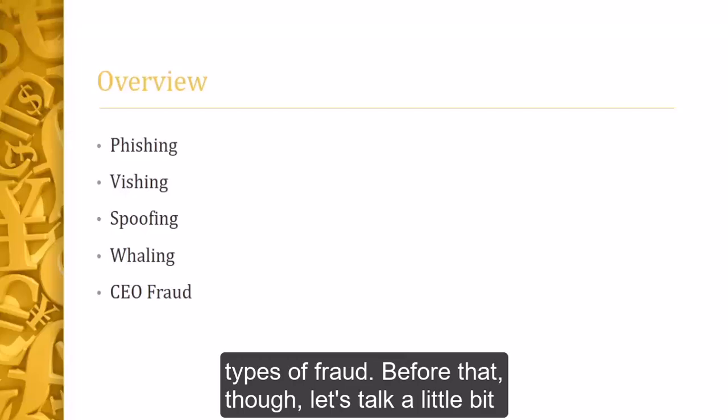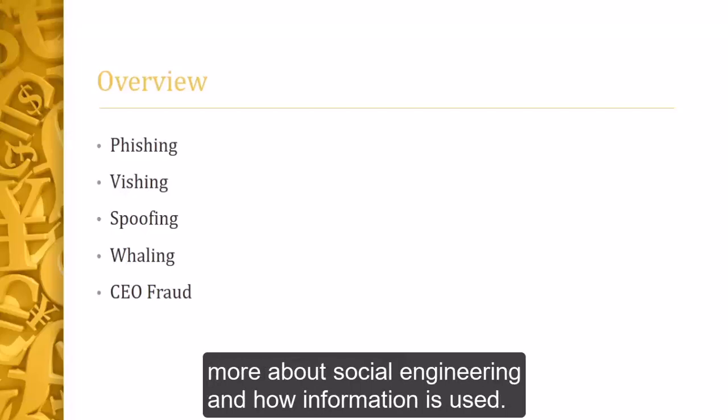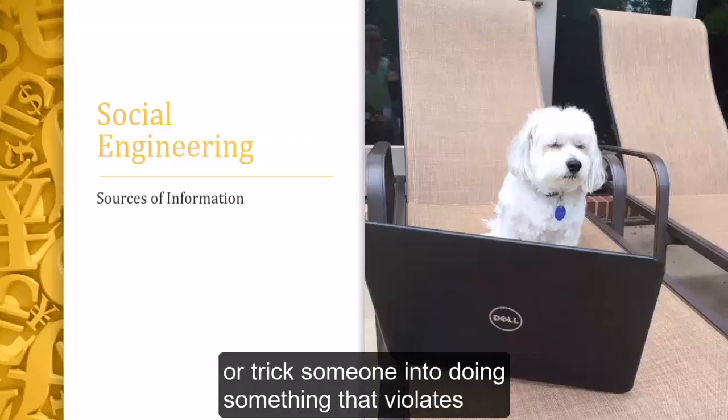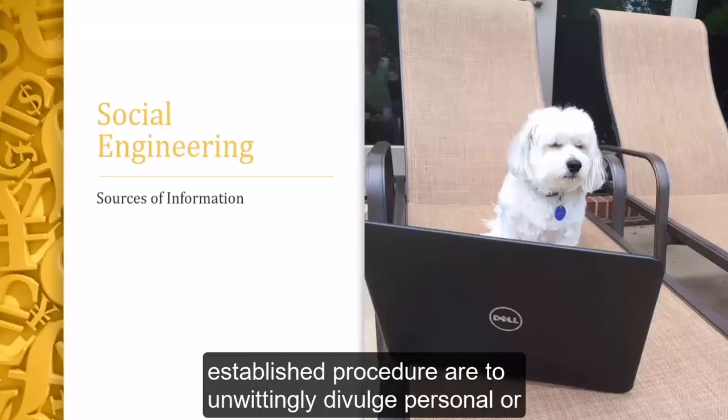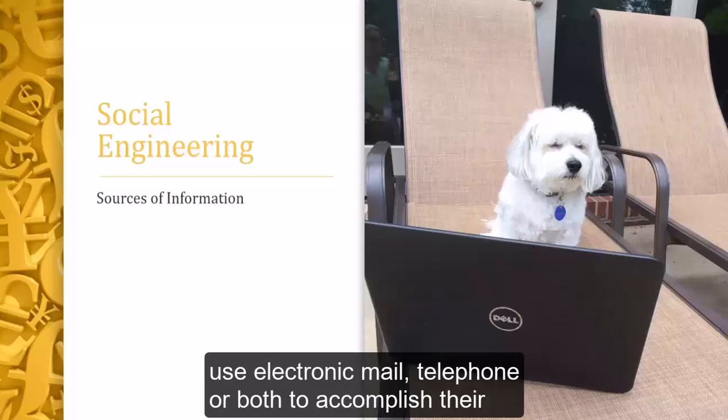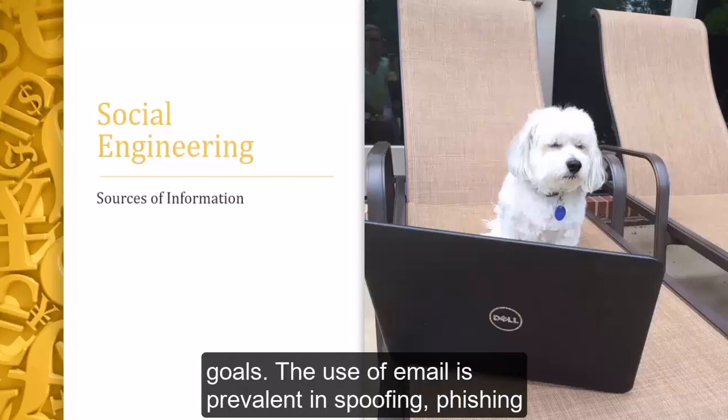Before that, though, let's talk a little bit more about social engineering and how information is used. Social engineering is using some form of interaction to persuade or trick someone into doing something that violates established procedure or to unwittingly divulge personal or business information. Fraudsters use social engineering and may use electronic mail, telephone, or both to accomplish their goals.